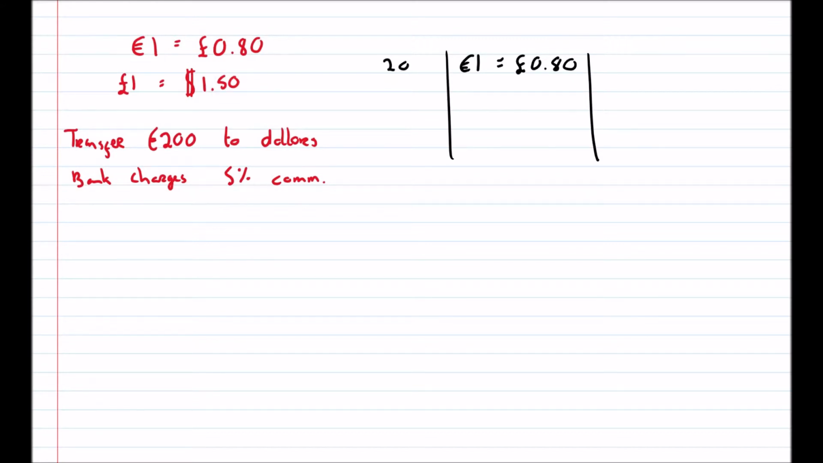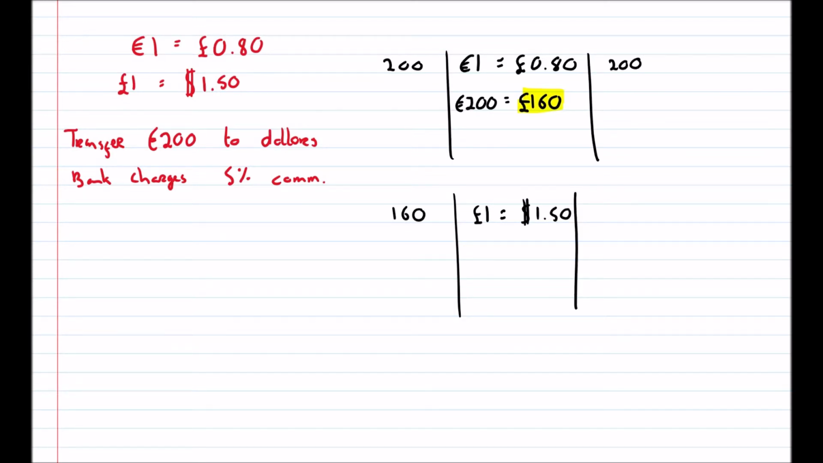So I'm going to multiply this side by 200 and I get 200 euros. I'm going to have to multiply this side by 200 and I will get 160. So 160 pounds sterling for my 200 euros. And now I'm going to have to transfer that to dollars. So we'll set up our exchange rate for dollars. So it's £1 equals $1.50.